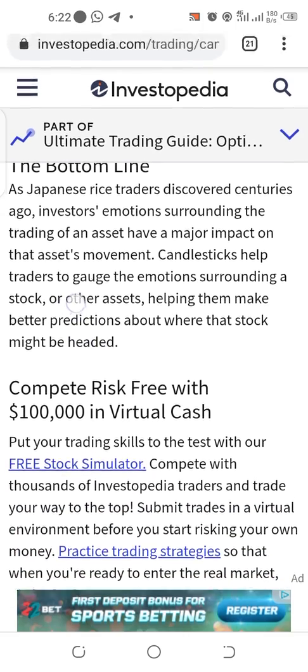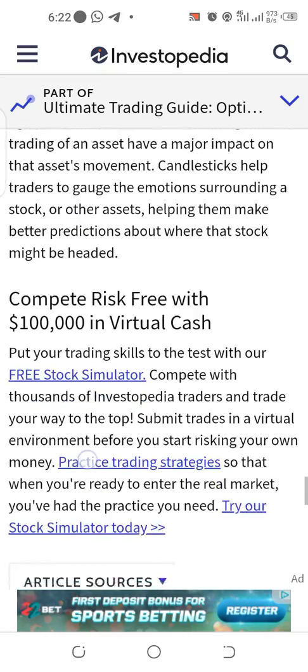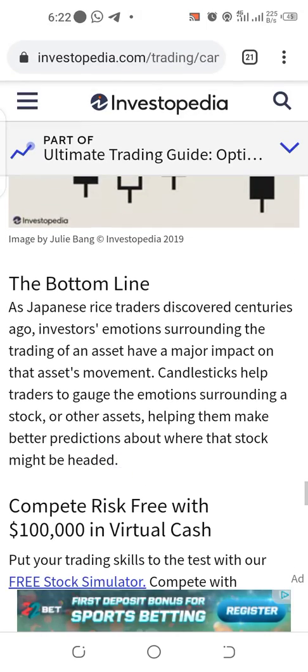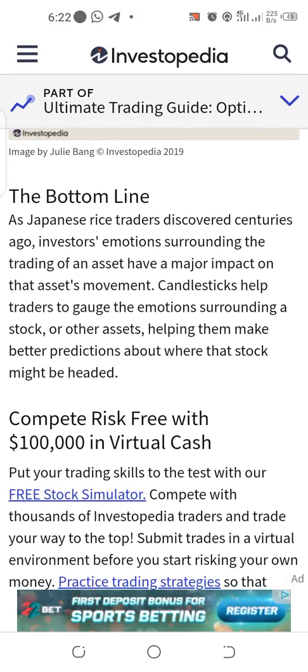The next one is called the bottom line. The bottom line, we're going to just summarize all of this. Bottom line, or take home of what we have just discussed this morning. As Japanese rice traders discovered centuries ago, investors' emotions surrounding the trading of an asset have a major impact on that asset's movement. Candlesticks help traders to gauge the emotions surrounding a stock or other asset, helping them make better predictions about where that stock might be headed.